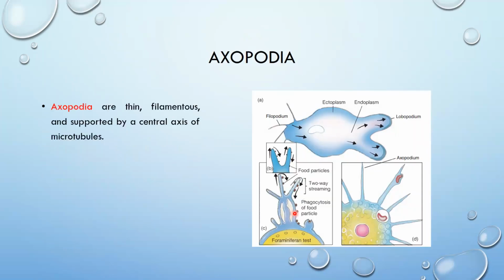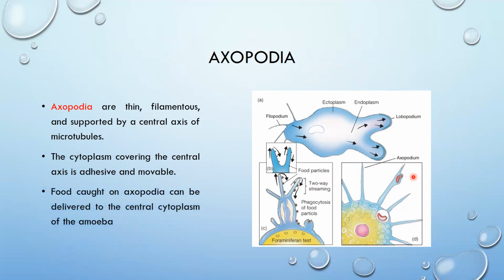Exopodia are thin, filamentous, and supported by a central axis of microtubules. So these are exopodia. The cytoplasm covering the central axis is adhesive and movable. Food caught on the exopodia can be delivered to the central cytoplasm of the amoeba, as you can see in the diagram.